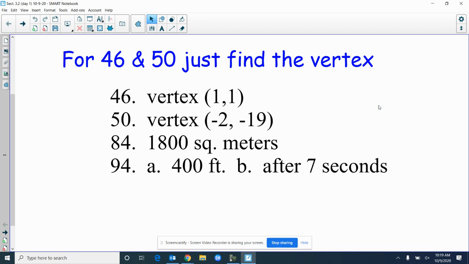And after 4 seconds, and I'll explain why it's not 4 here in a minute. But before that, let's double check. You only had the vertex now. Number 50 was actually the one we did in class.